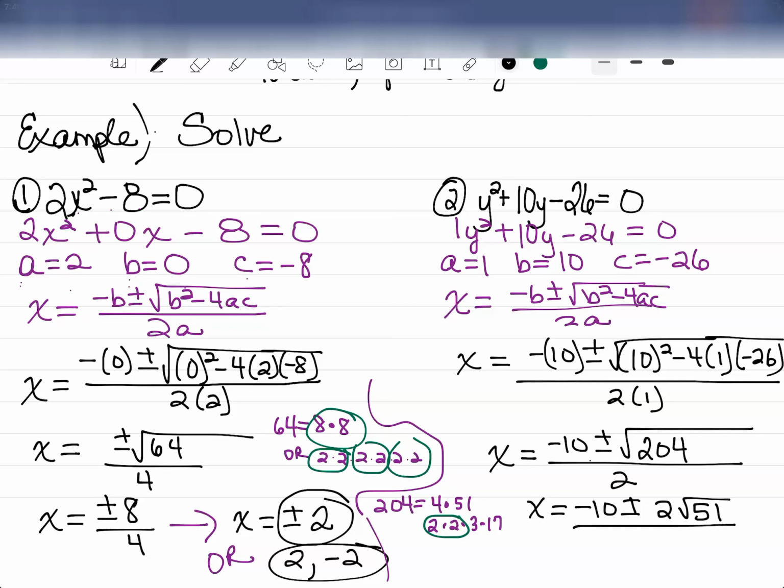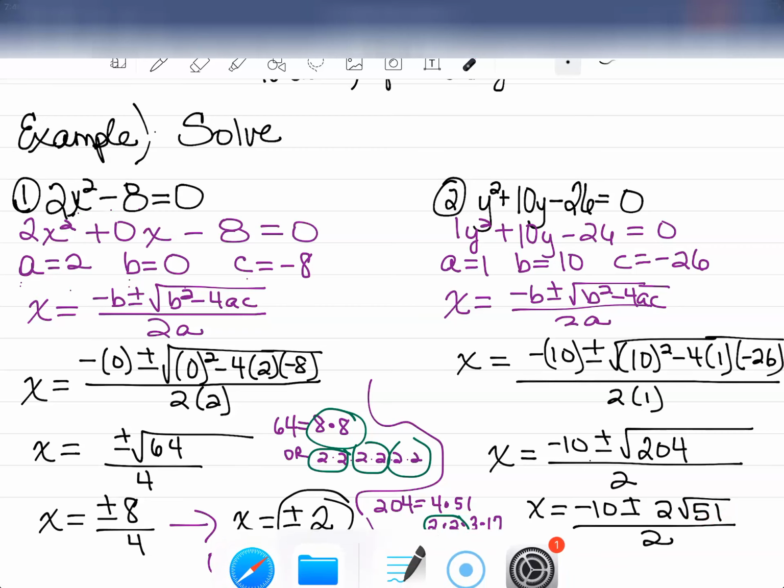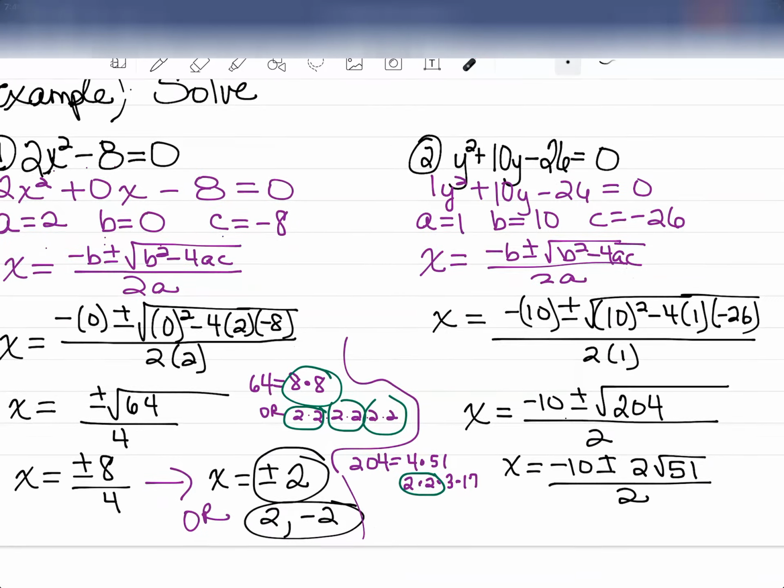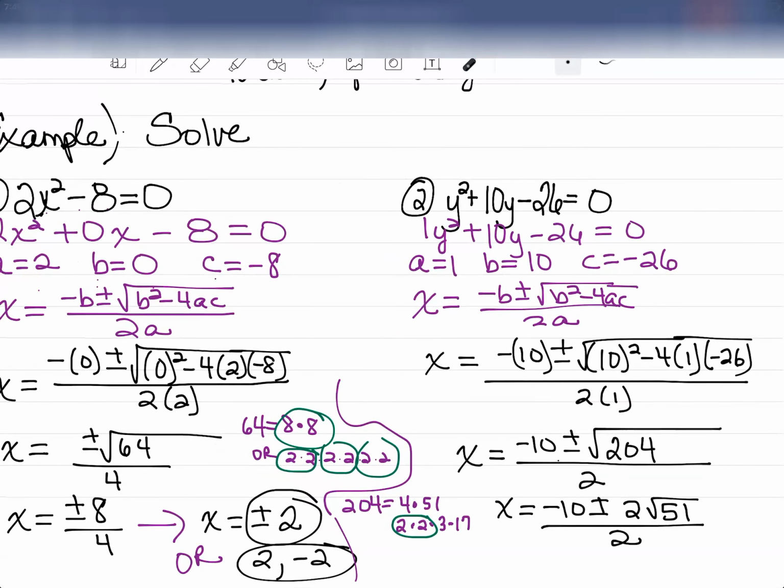How did I write the 2? How did I get that 2 roots of 51? The 2 2's made a set from the 4, because we said 204 is 4 times 51. So this 4 gave me the 2 that's here. And the 51, which is the 3 times 17, we had to leave back underneath the radical. I cannot combine a 10 with the square root. So the most I can do is factor to finish this off.